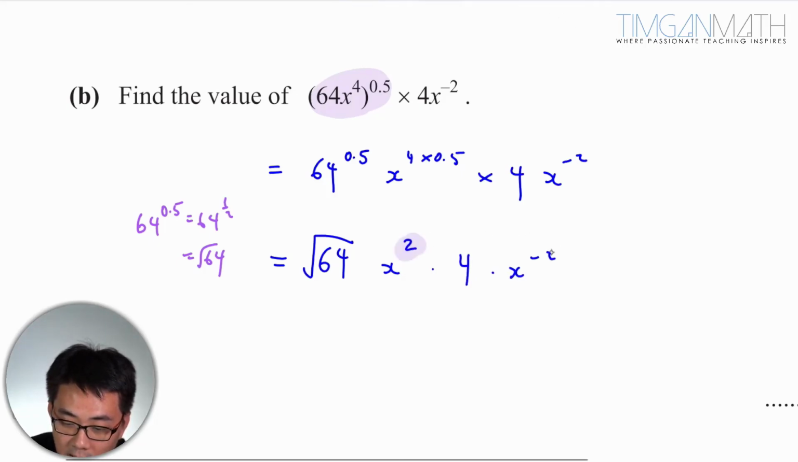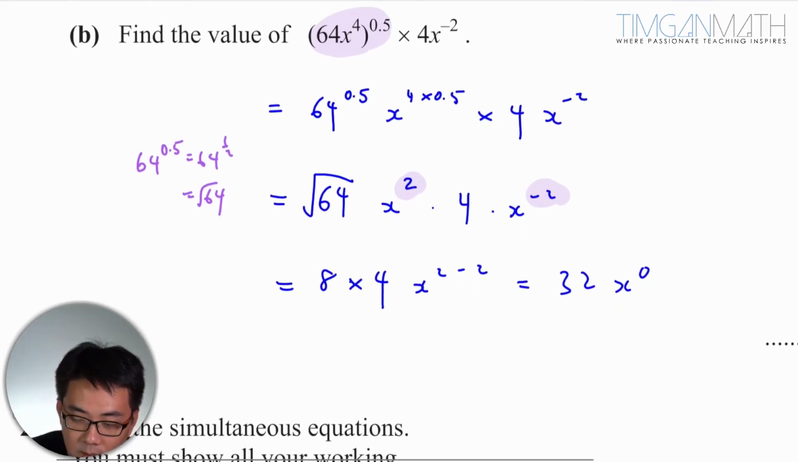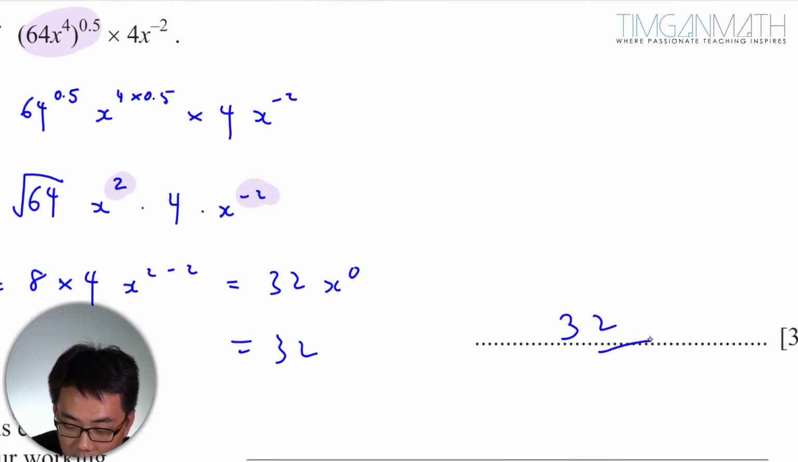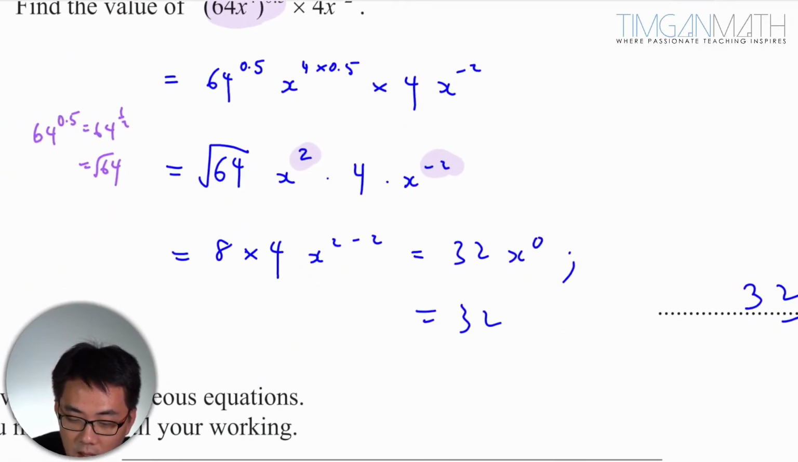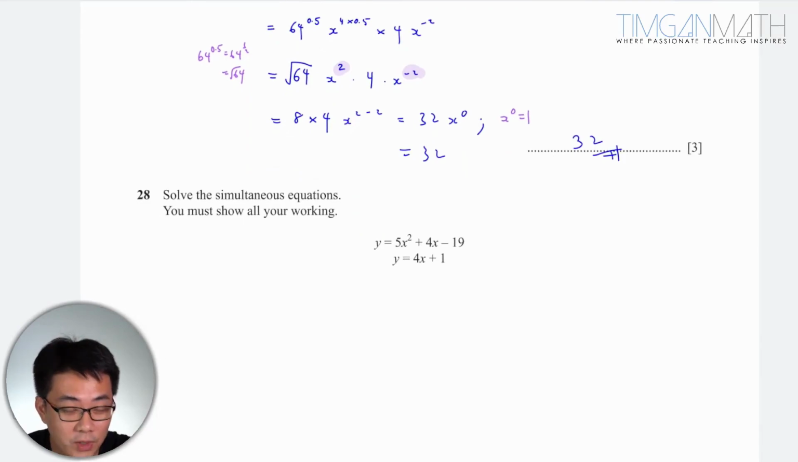These 2 can add it up, just add it up. Then this will be 8 multiplied by 4, x to the power of 2 minus 2, that will be x to the power of 0. This is 32, x to the power of 0. X to the power of 0 is 1, so this is 32. Okay? So the answer is 32. X to the power of 0 is 1, just remember that. Okay? So let's look at the last question.